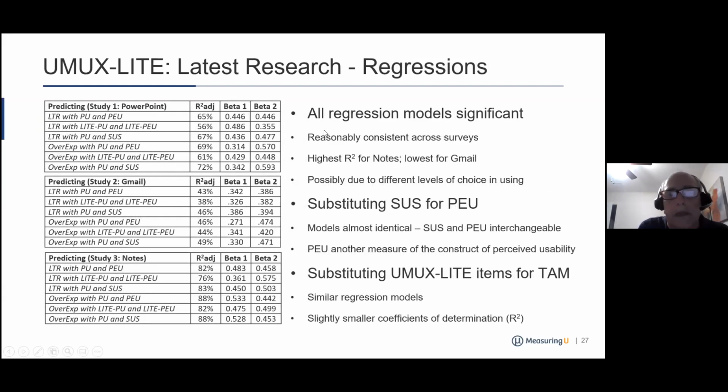And what we see is that across the studies, the regression models are significant, tending to be, you're getting a pretty good explanation of the relationship between variation in your predictors and variation in the variable being predicted across the surveys. The highest was for Notes and the lowest for Gmail.